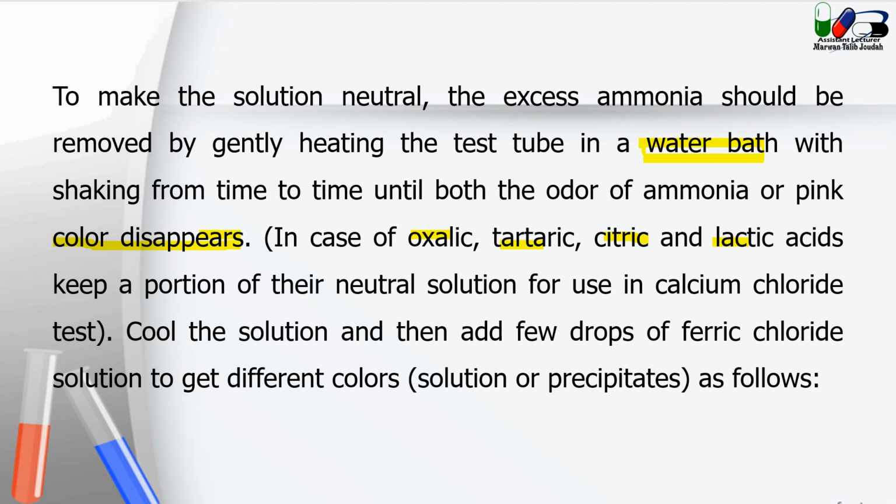After we're done with everything, we cool the solution and then add a few drops of ferric chloride solution to get different colors. It depends on the type of carboxylic acid. Oxalic, tartaric, and citric acids have different colors depending on the chain length and the groups attached to it.